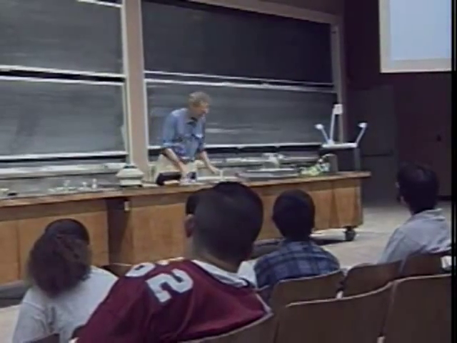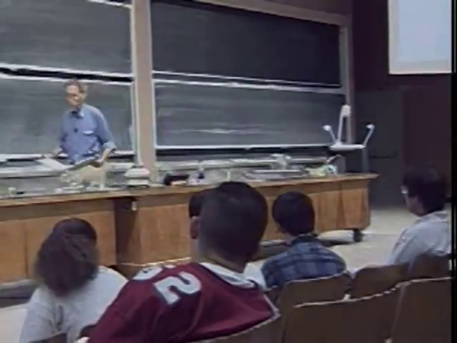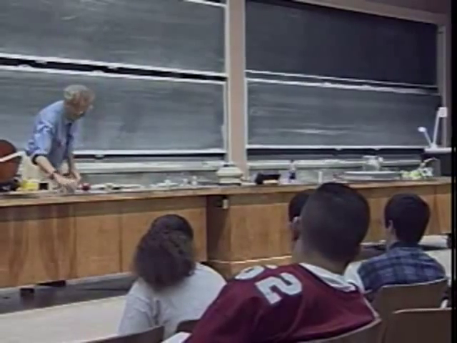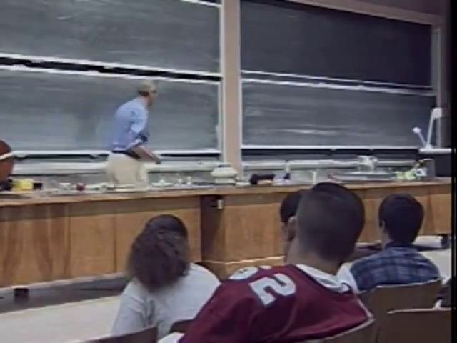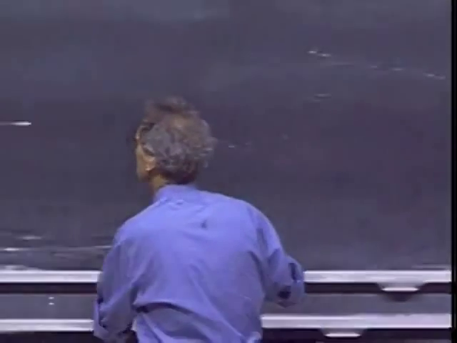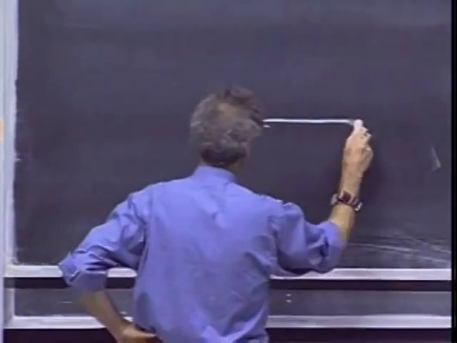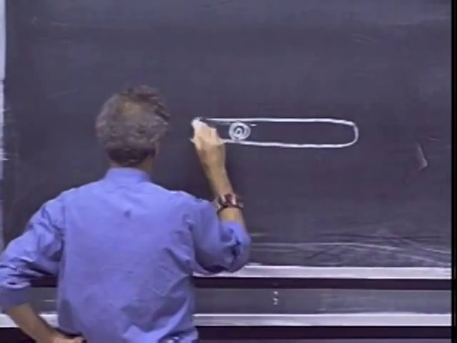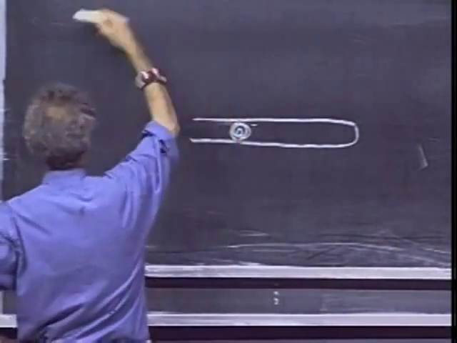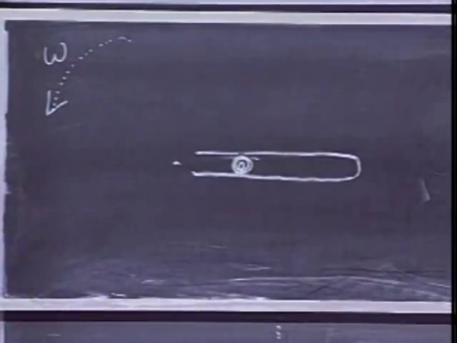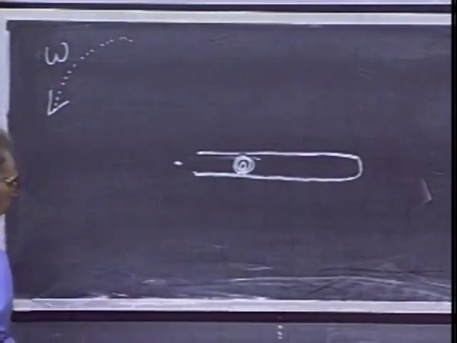Now, let's look at an object that we're going to rotate. I have a glass tube that I want to rotate, and in the glass tube I have a marble. The glass tube is very smooth. I have here the glass tube. Here's a marble. I'm going to rotate it in this direction, say with some angular velocity omega, about an axis perpendicular to the blackboard.